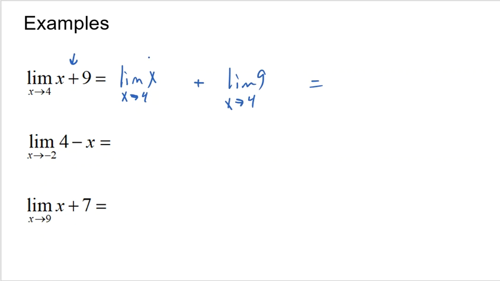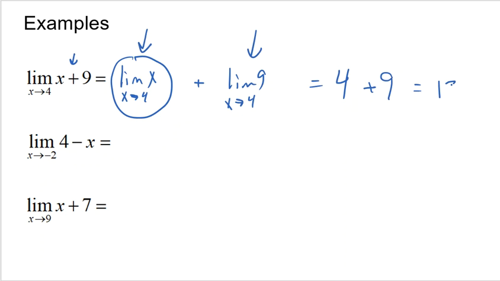And again, now we can use the other properties we learned. So the limit of x is whatever value you're approaching, so that would be 4. And the limit of a constant 9 is always just going to be that constant 9. So the limit here was 4, the limit here was 9. 9 plus 4 is 13. There's your answer. So simple.